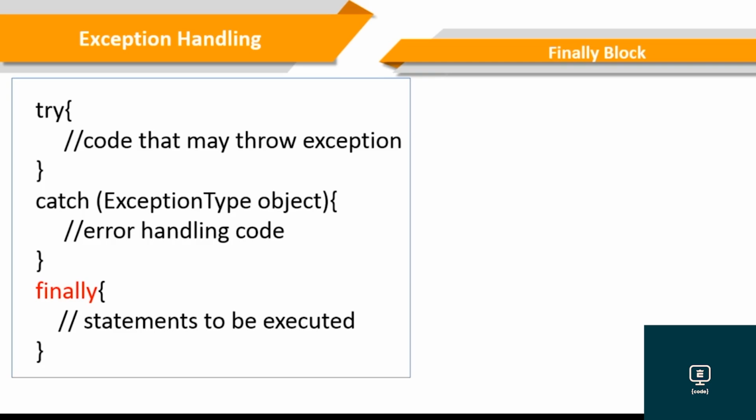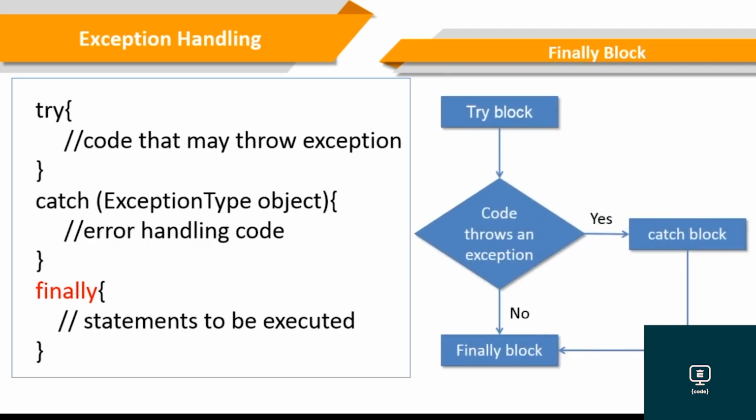Now, sure, the finally block is optional, but this block is placed after the last catch block. And if you have a look at the diagram right here, first, the try block is executed, and then if the code in the try block throws an exception, the catch block is executed, and the finally block is executed. And then if the code in the try block does not throw an exception, the finally block is executed again.